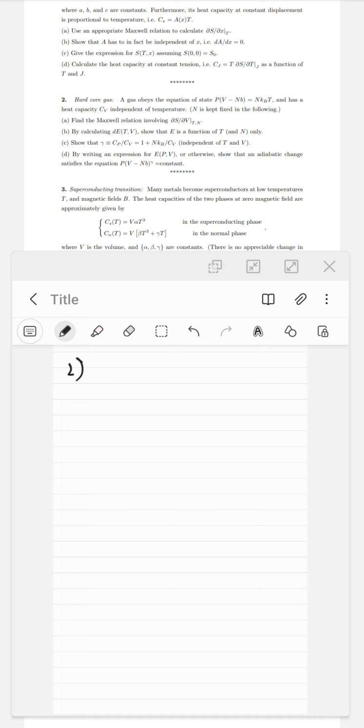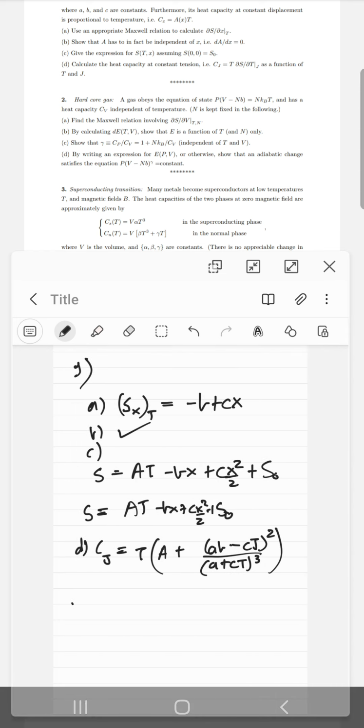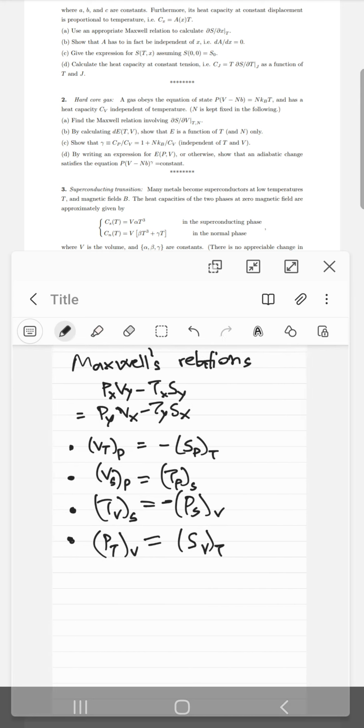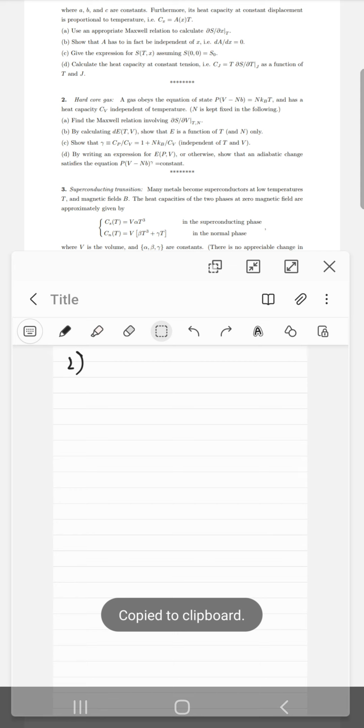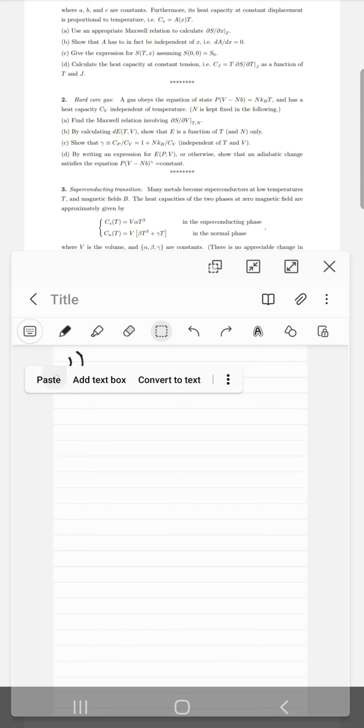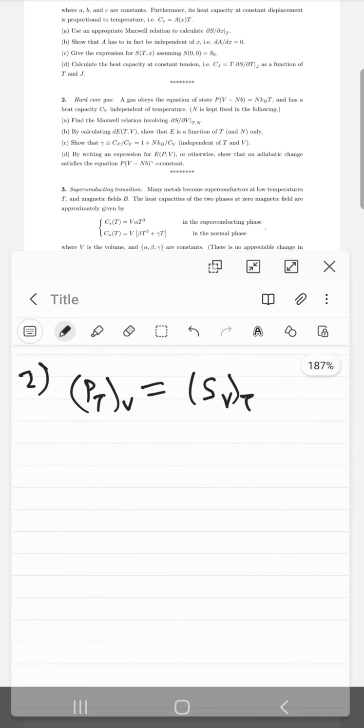So given the equation of state, we want to find the Maxwell relation involving S sub V at constant temperature. So N is constant, just ignore that. So S sub V at constant temperature, well, that's this obviously. So this is equal to P sub T at constant volume. I'm going to copy this actually. Yeah, so this is the relation. Cool. Now what do we do with that?